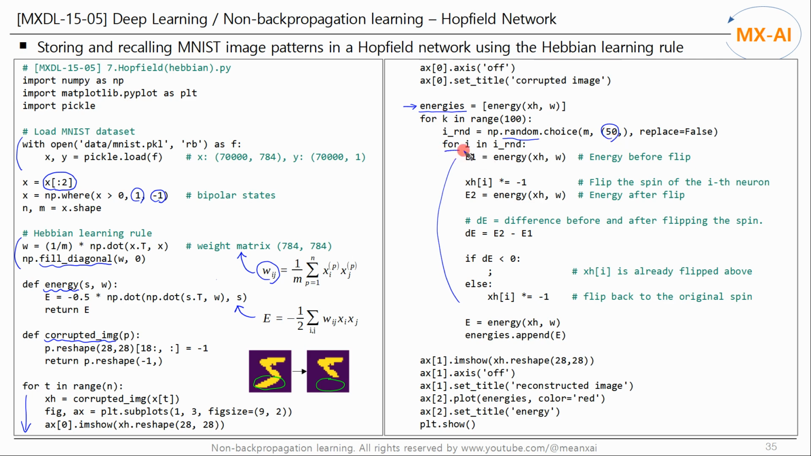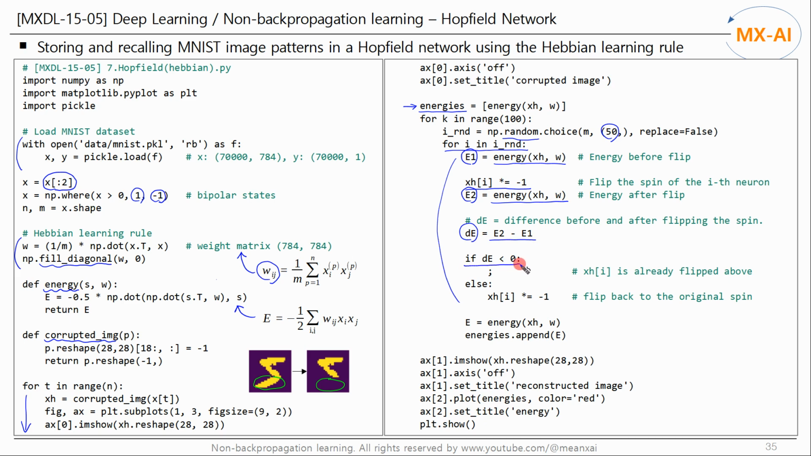Update the state of the selected neurons one by one. Compute the energy before flipping the state of a neuron. Flip the spin of the ith neuron. Compute the energy after flipping the state of the neuron. Compute the energy difference delta E before and after flipping the state.